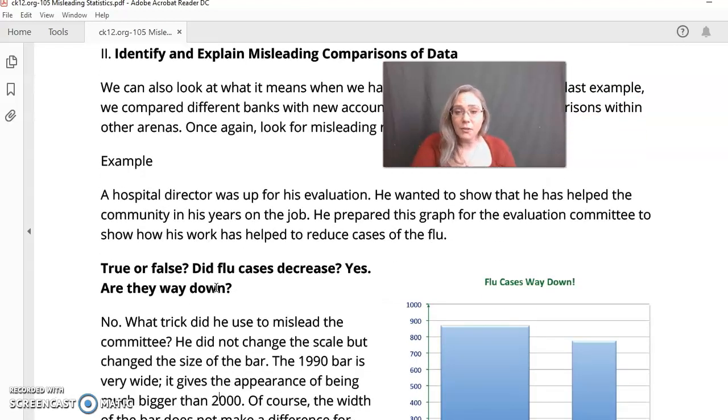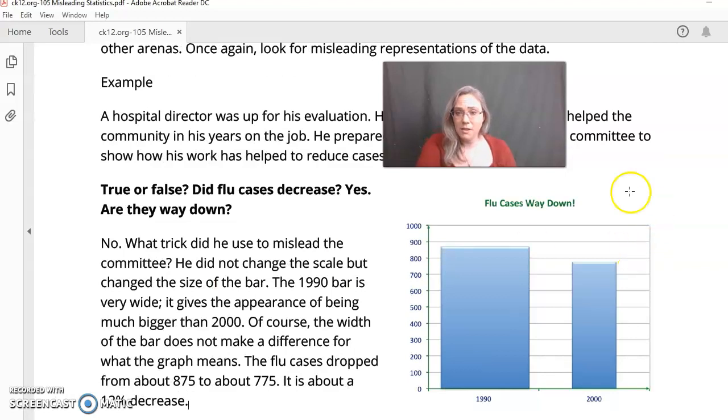True or false? Did flu cases decrease? What do you think? Well, yeah, they did. Are they way down? No. So what did he do? He changed the scale, but also the size of the bar. The scale is actually maybe appropriate. I might have squished this data in here.